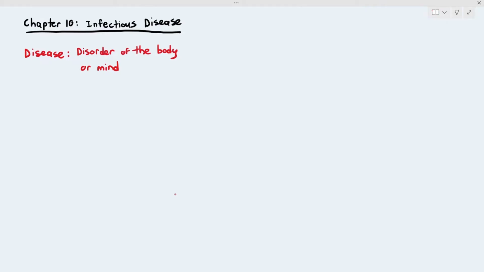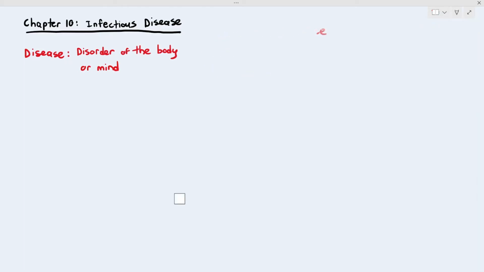Or if you have a mental disease or mental disorder, there are certain things wrong with the brain chemistry, which may manifest in certain disorders, such as depression, such as schizophrenia or such. Other examples of diseases may include things like coronary heart disease, cancer, and like I just mentioned earlier, depression.